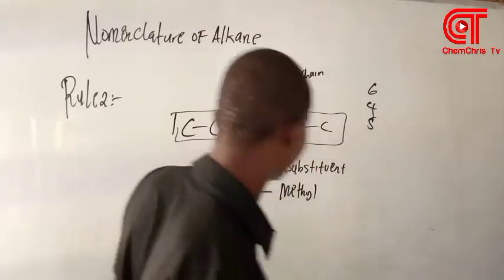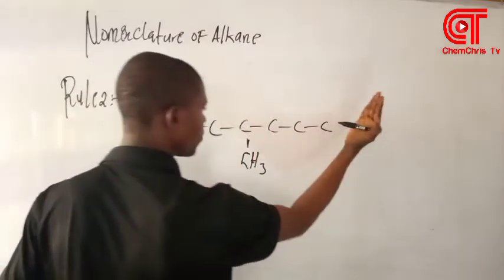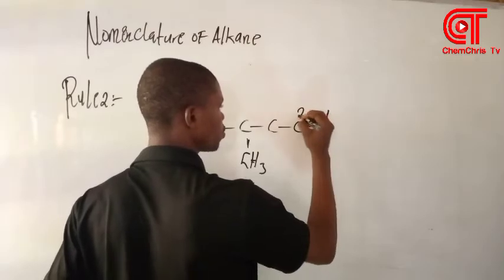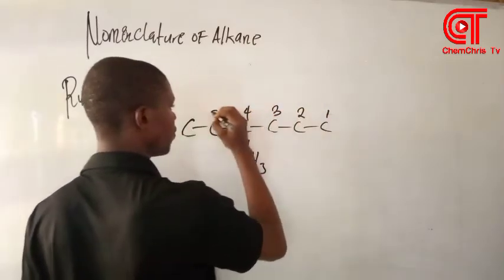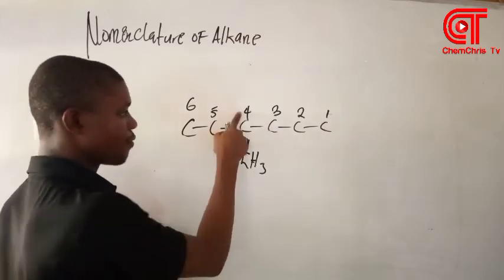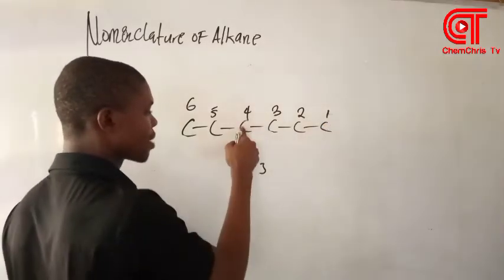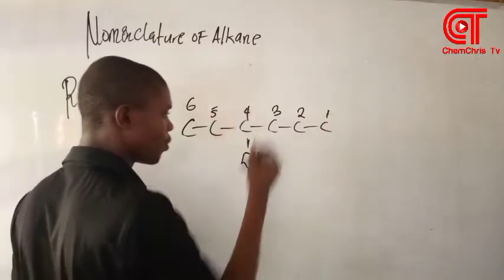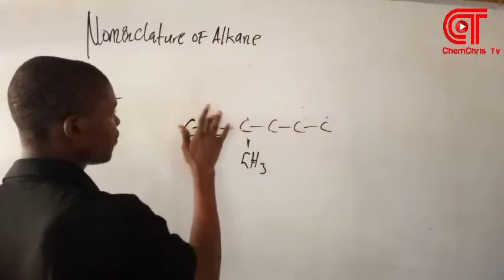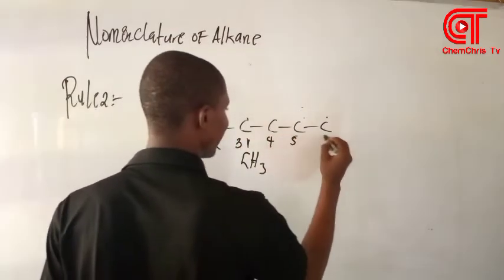Now let me break it down for you to understand. There are two ways: you can start the numbering from here, or you can start the numbering from this point here. Do you get that? If I start my numbering from here, 1, 2, 3, 4, 5, and 6, this carbon atom here is attached to carbon number 4. So when I start from here, the carbon atom carrying the substituent is carbon number 4. But what happens if I start at the other end? What happens if I start from here? 1, 2, 3, 4, 5, 6.